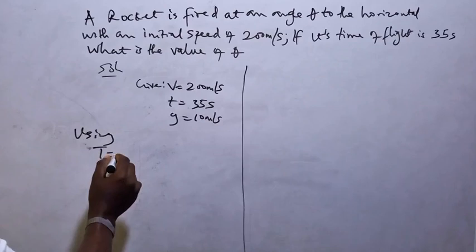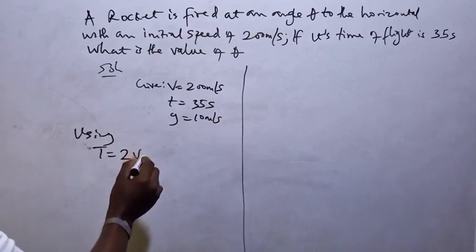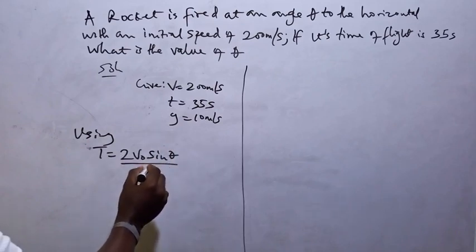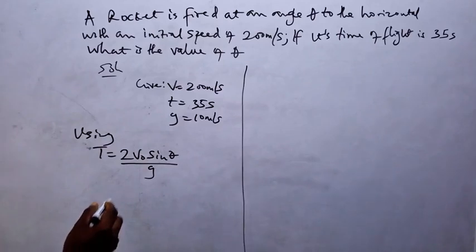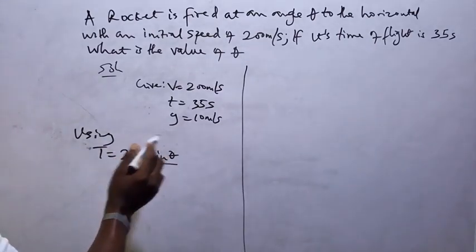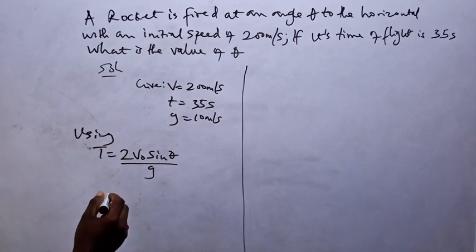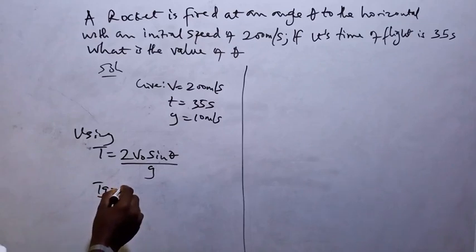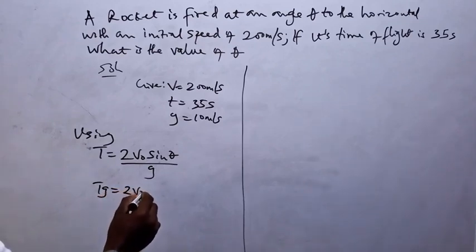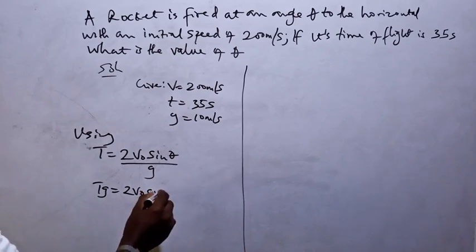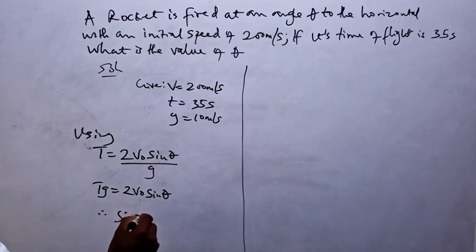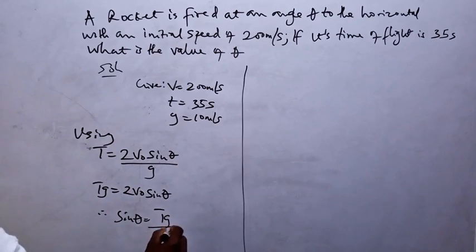t equals 2 v naught sine theta over g, and we're asked to calculate theta. Now try to make theta the subject of the formula. We have that t g equals 2 v naught sine theta. Therefore, sine theta will be equal to t g over 2 v naught.